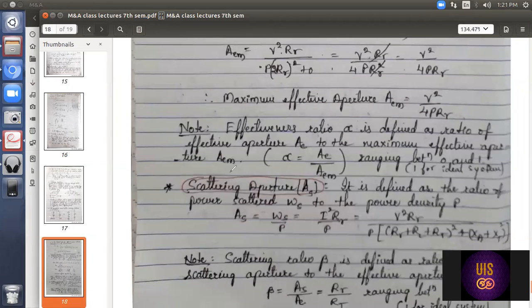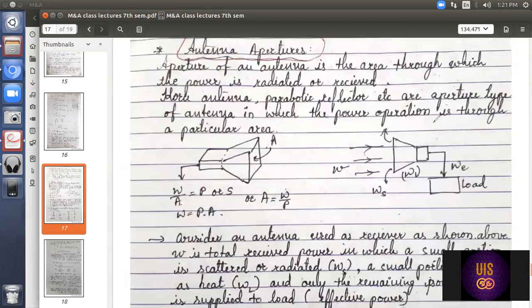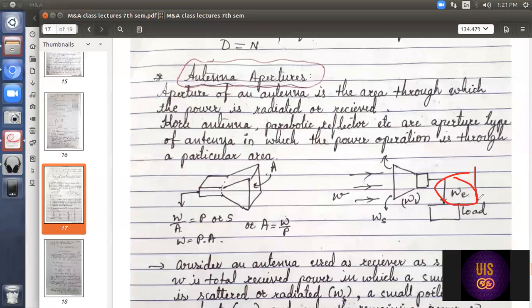Then moving to the second type of aperture, that is a scattering aperture. How we got this? Through this diagram, check it. We have seen this WE, so we got AE. Now we have WS, scattered power, so we will check AS, scattering aperture, and we have certain losses also, loss power WL in the form of heat. For that, we will see what is loss aperture. Fine. Three different types of apertures because of three different types of powers.